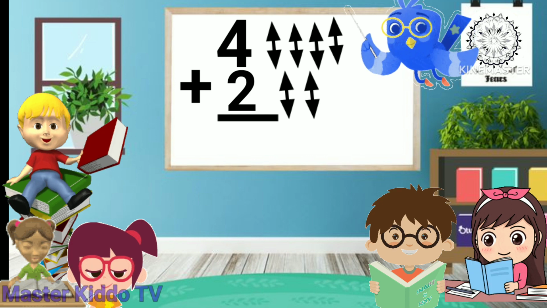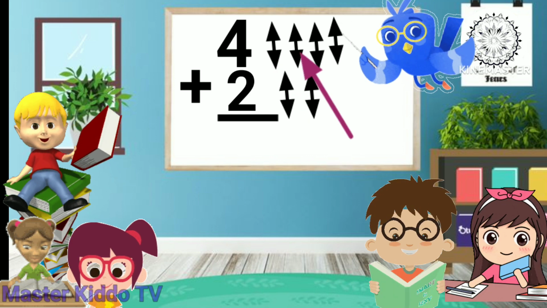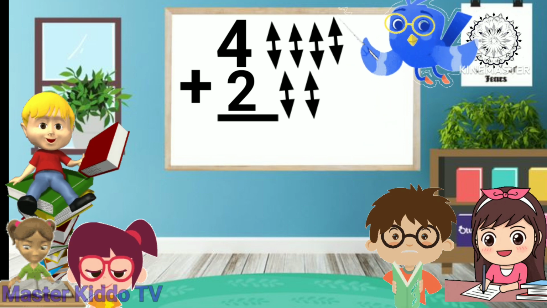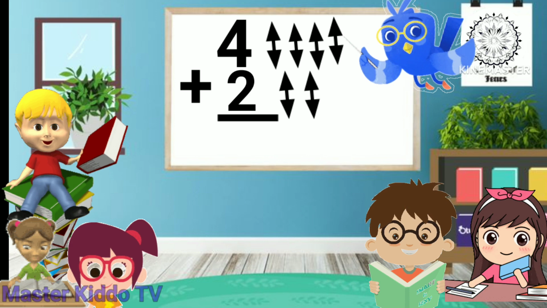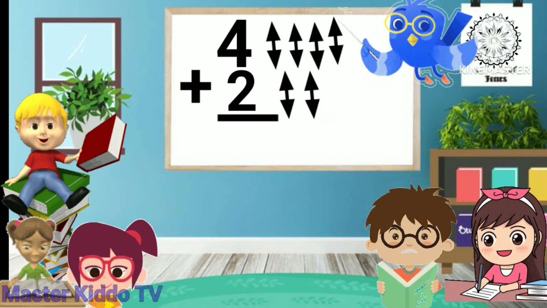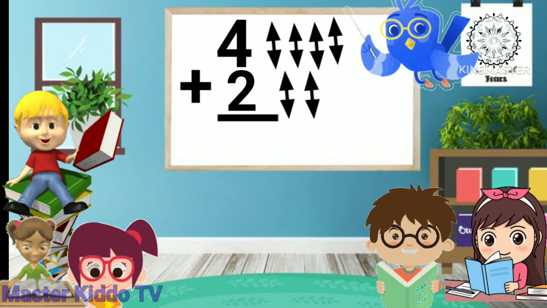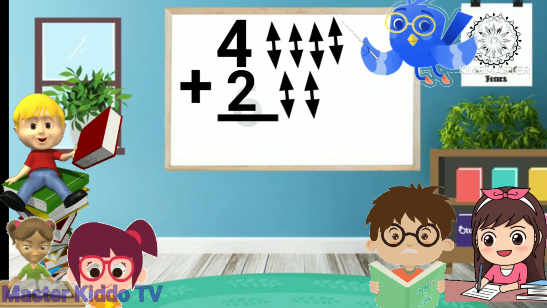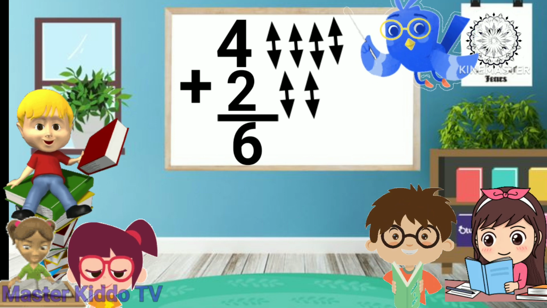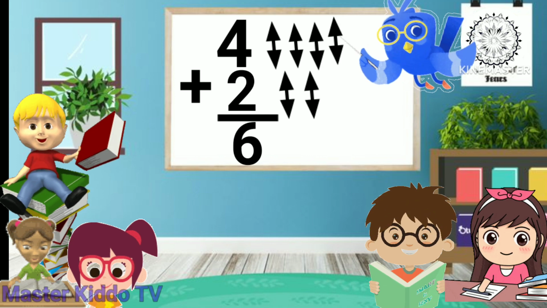Now we count the lines: 1, 2, 3, 4, 5, 6. Now 6 lines. So 4 plus 2, the answer is 6. Good, nice.